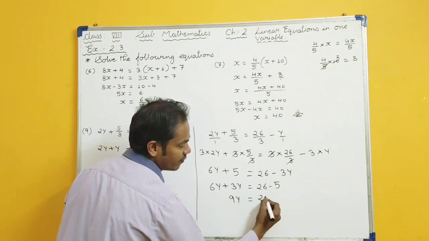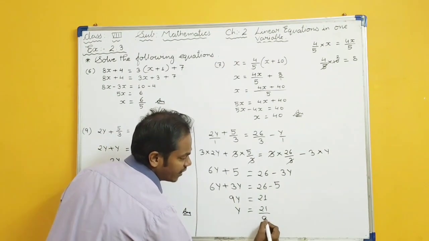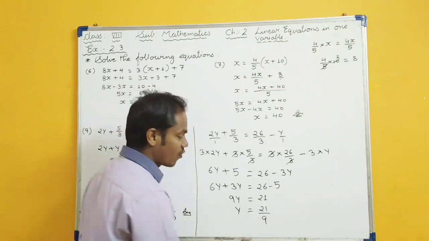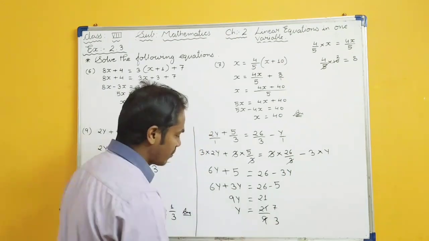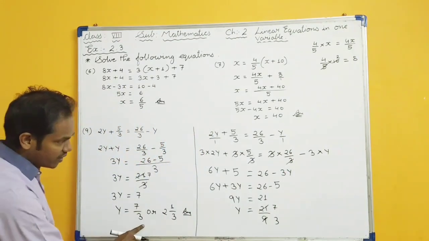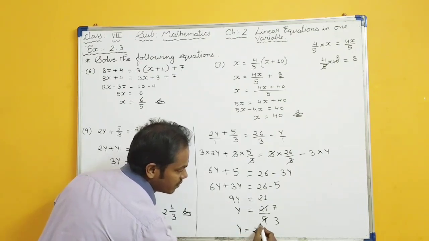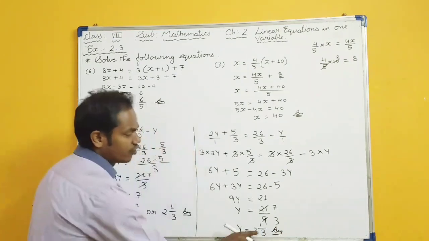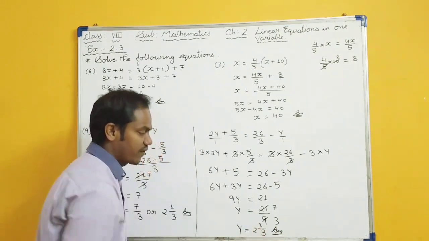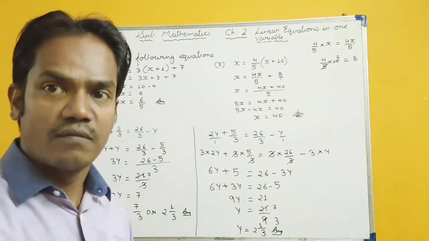26 minus 5, 21. y is equal to 21 upon 9. Reduce it into simplest form. 3 7s are 21. 3 3s are 9. 7 upon 3. We have also got 7 upon 3. When you change it into mixed fraction, 3 2 is 6, remainder 1, and 3. This is your solution. You know how to change it into mixed fraction. The rest of the question, try to solve by yourself.